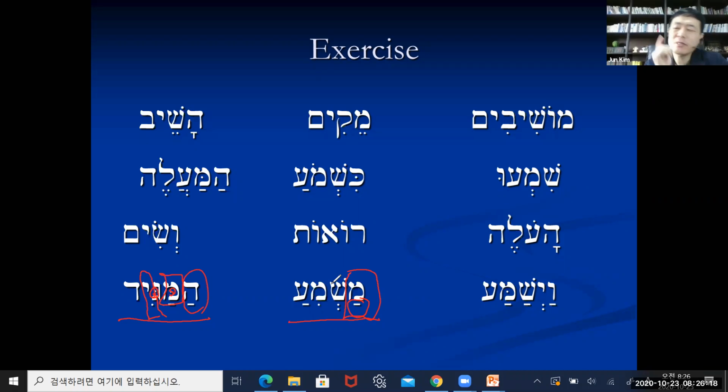But there is something strange. What is it? This one is a Hifil participle, so it should be hirek yod. Yes, you're right. But we have only hirek. So this is the defective writing. As I said, hirek yod sometimes can be replaced by just hirek without yod. So in this case, the hirek itself is the same as hirek yod. You can just consider this one as defective writing.